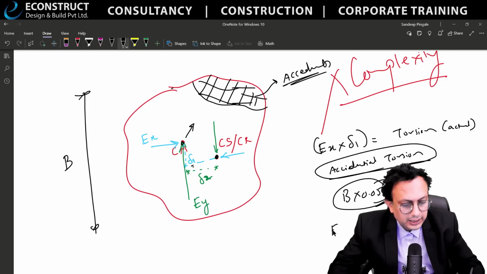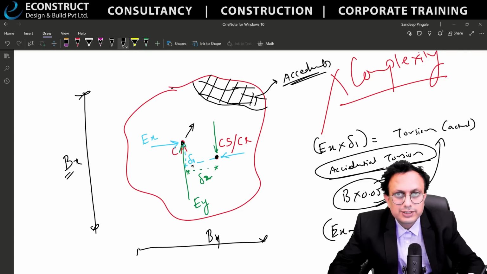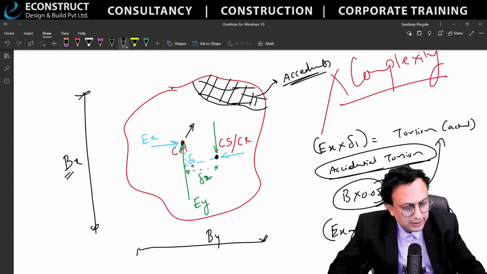So whenever you are applying the force, Ex multiplied by delta 1 is the actual torsion plus 0.05 times the B. This is the B. You take BX here and BY here, or vice versa, you can name anything there. I'll just take the 0.05 times B.